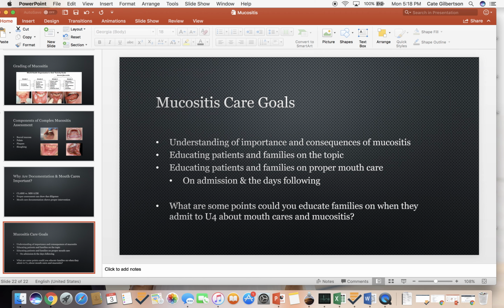So lastly, if you could just discuss some points that you've maybe learned in this section here. What are some points you could educate families on when they admit to Unit 4? And then also, what are some ways you think we could increase our compliance with mouth cares? So if you have some time to discuss now, and then if you have any questions, please email me, let me know any ideas you have, and hopefully we can make an impact.